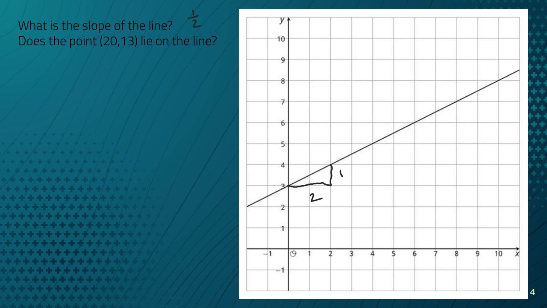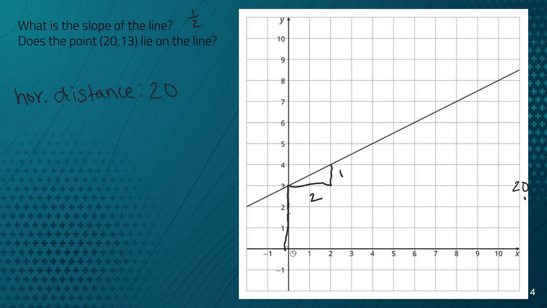So does the point (20, 13) lie on the line? This one's a little bit tricky. If I'm at 20 on my x-axis, which would be way down here, but we'll just act like this is point 20. So right now I am at 0 on my x-axis. So what would the distance be between 0 and 20? 20. So my horizontal distance would be 20.